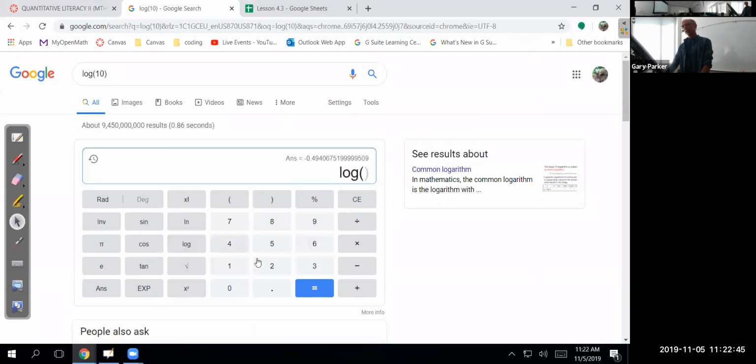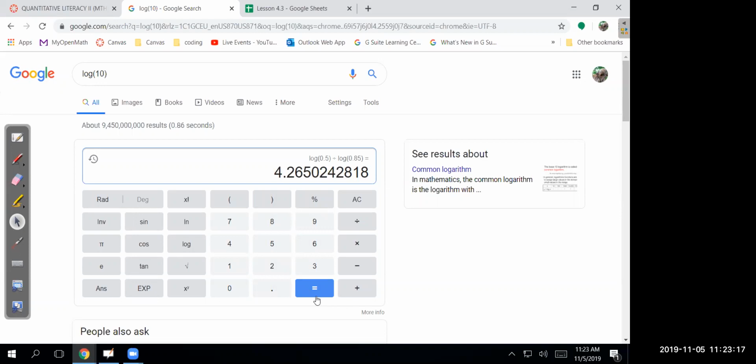So let's see, I had the log of 0.5, close the log, divide, log of 0.85, close the log, and if I typed it right, my calculator says 4.265-ish, so hopefully you get the same number. If anyone has an iPhone type device and you're trying to use the Apple calculator, it sucks. Get a different calculator. So I think the answer is 4.265.